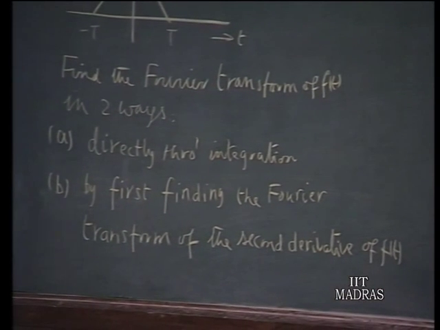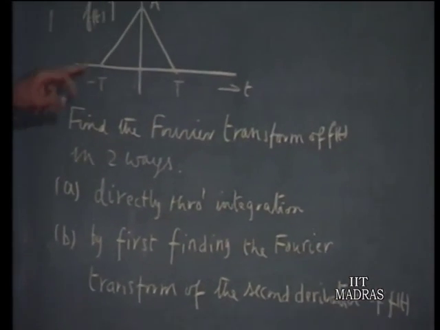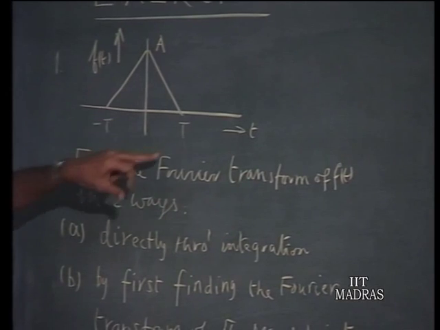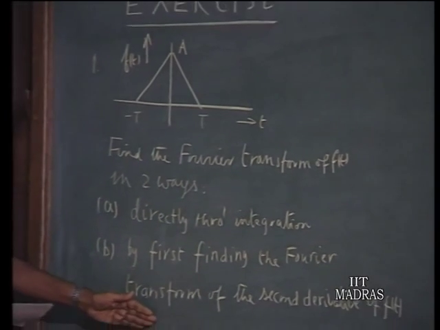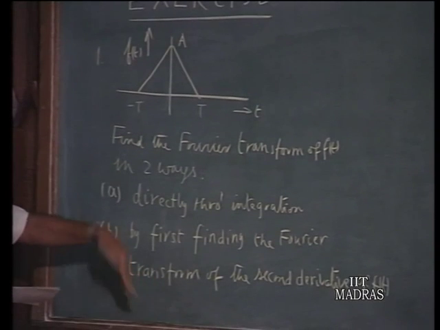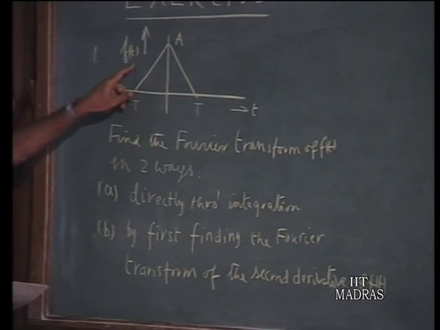The motivation for this is, if you take the derivative of this, you get a pulse here and another pulse here, and if you take the second derivative, you have impulses, 3 impulses. To find out the Fourier transform of the impulse is quite easy. So, you find the Fourier transform of the second derivative of f of t, and from that deduce the Fourier transform of the original function f of t.